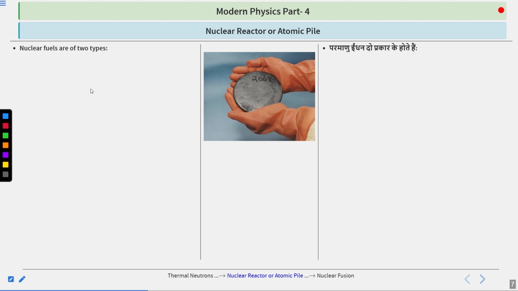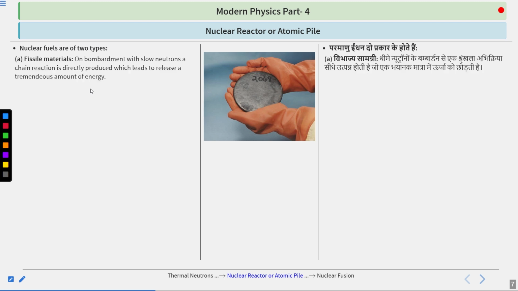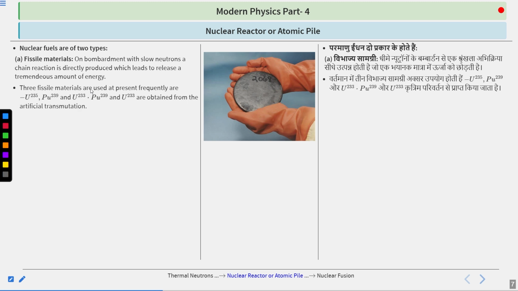Now, the nuclear fuels are also of two types. First is fissionable material. On bombardment with slow neutrons, a chain reaction is directly produced, which leads to a release of a tremendous amount of energy. The three fissile materials used most frequently at present are uranium-235, plutonium-239, and uranium-233. Plutonium-239 and uranium-233 are obtained from artificial transmutation. They are not naturally available.